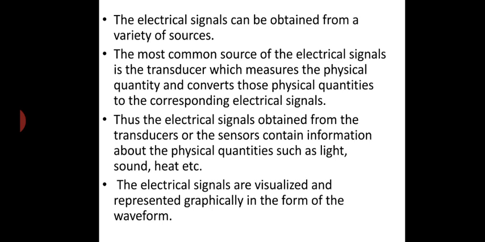Thus the electrical signal obtained from transducers or sensors contains information about physical quantities such as light, sound, heat, etc. Light, that is photodiode, etc. Then the electrical signals are visualized and represented graphically in the form of waveforms.